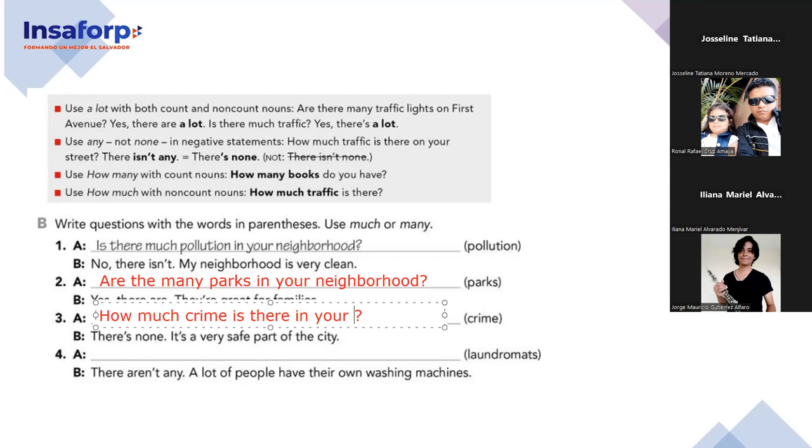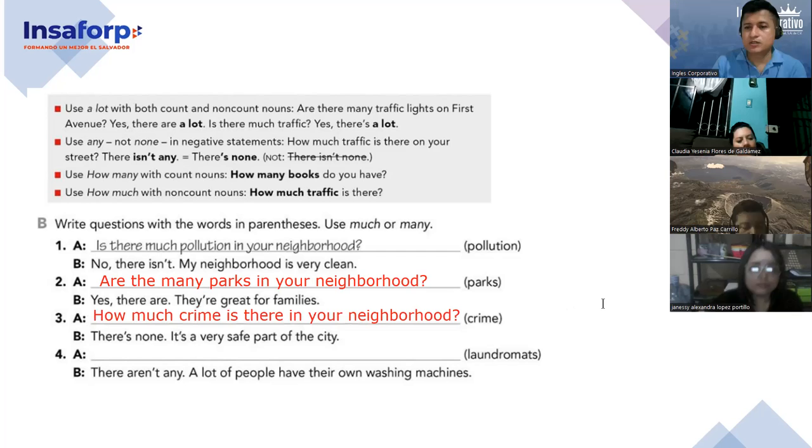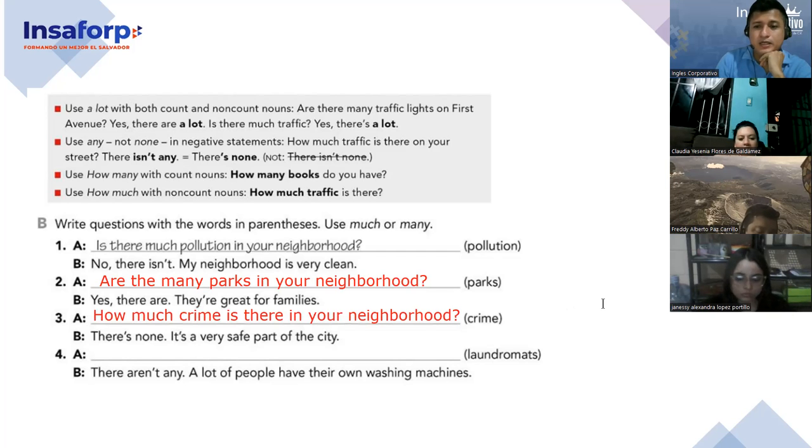Yeah, it is correct. Also, we can have neighborhood here one more time. Neighborhood. Okay. Also, we can have it like this one as well. How much crime is there in your neighborhood? There's none. It's a very safe part of the city. Yeah. Also, you can use park, as you mentioned. I think the suburbs is another one. Yeah, you can add it like that.